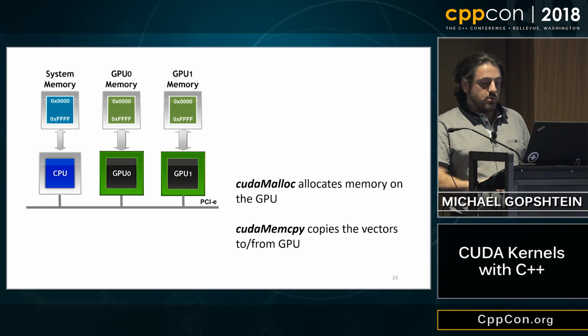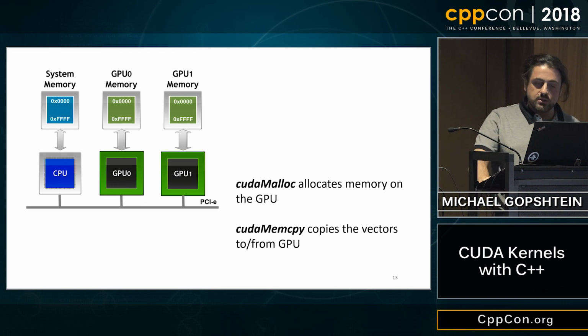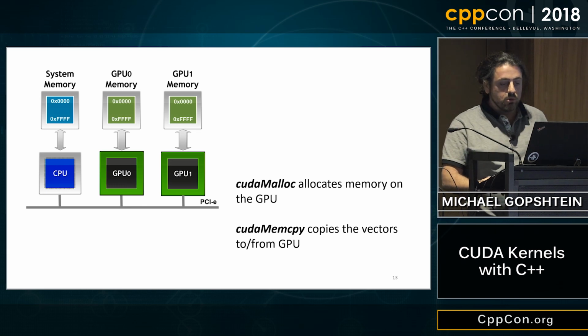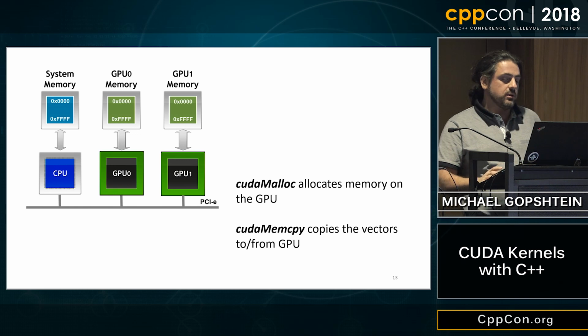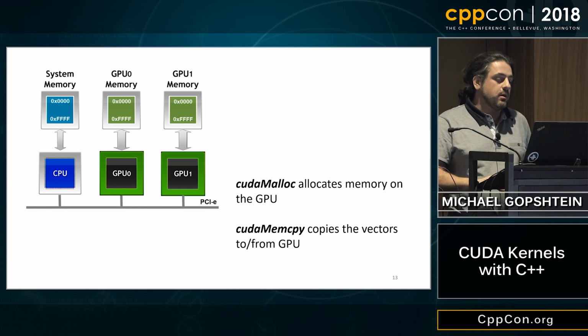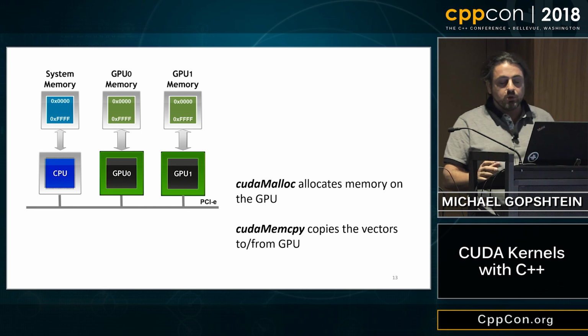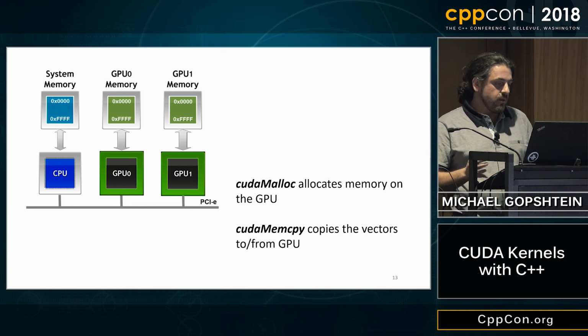So what we usually do in CUDA programs, we first allocate memory on a device with some CUDA malloc call, and then we copy the data with CUDA memcopy. So in this example, we would copy vectors A and B from a CPU to a GPU, then we'll launch the kernel, and then we need to copy the results back from the GPU to a CPU.